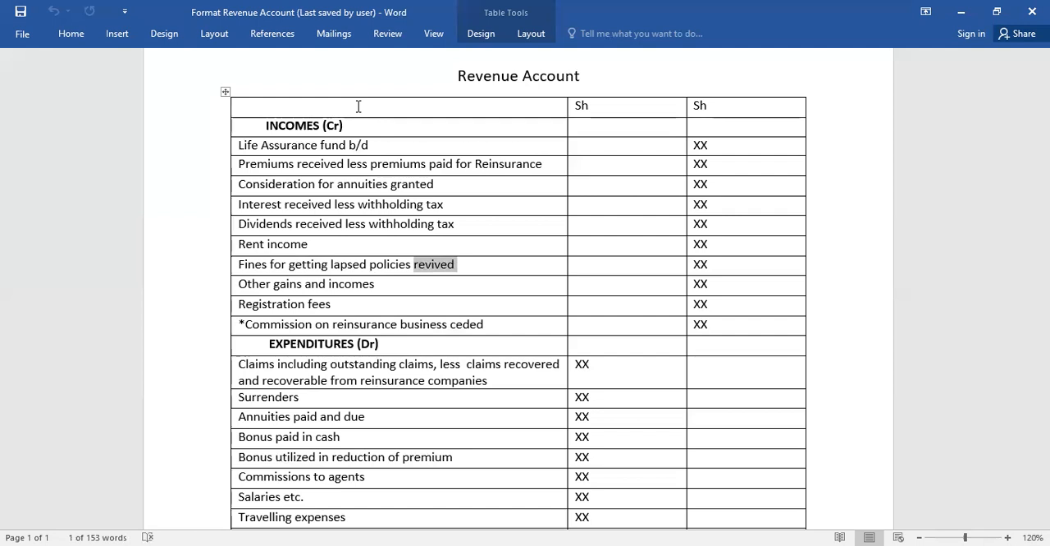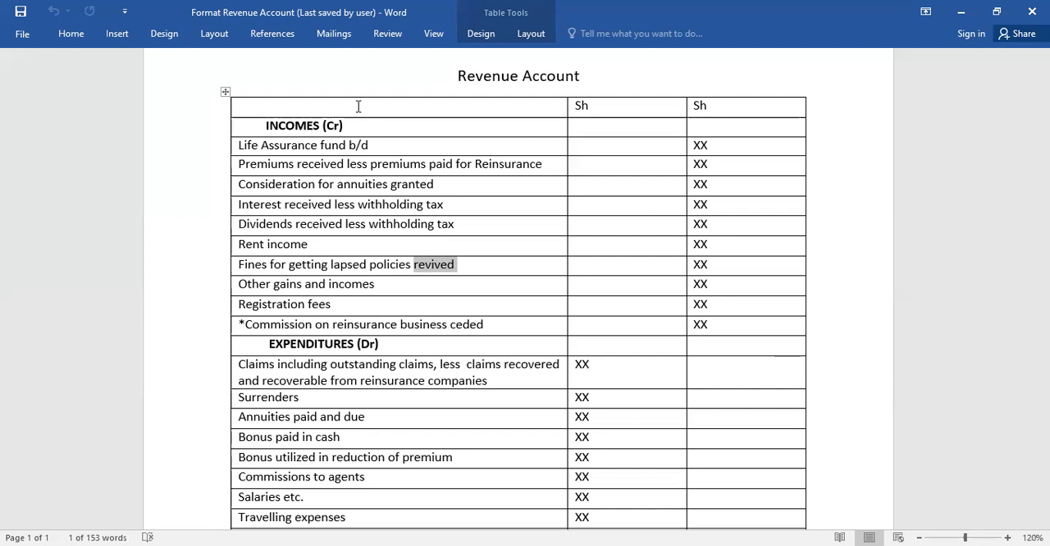Now, when you are talking of the commission on the reinsurance business ceded, I've put it with a star because we are the ones now who are paying the commission. You'll see how it is treated. Let's save that for the illustration. Then I have the expenditures.